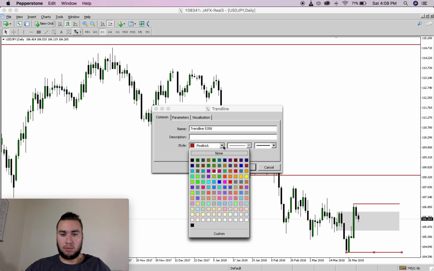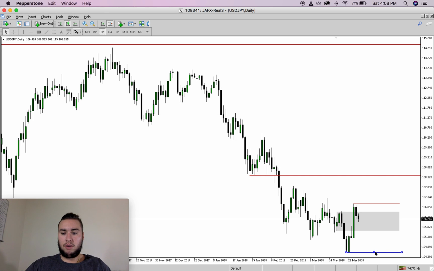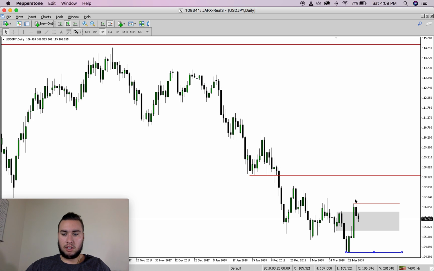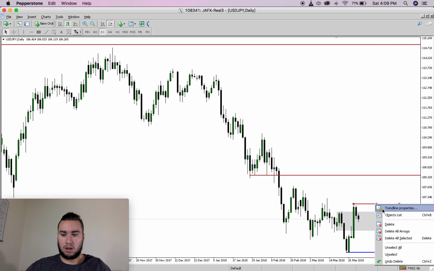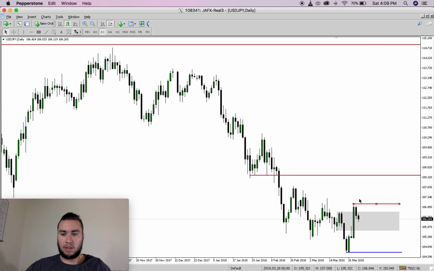So we're going to make this blue, and we're going to name this most recent daily low. Alright, and then before I forget, I'm going to make sure that these lines are only visible on the daily time frame and lower, so I don't get confused. If I look at a weekly chart, I don't want to see these daily lines on there and not know what they mean. Okay.